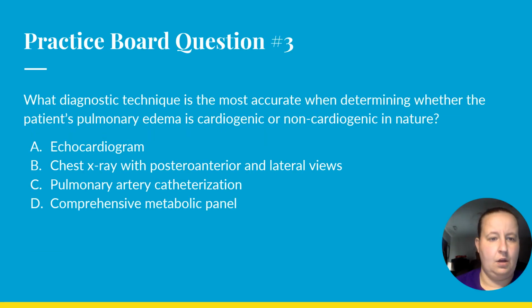What diagnostic technique is the most accurate when determining whether the patient's pulmonary edema is cardiogenic or non-cardiogenic in nature? A. An echocardiogram. B. A chest x-ray with posterior, anterior, and lateral views. C. Pulmonary artery catheterization. Or D. Comprehensive metabolic panel.